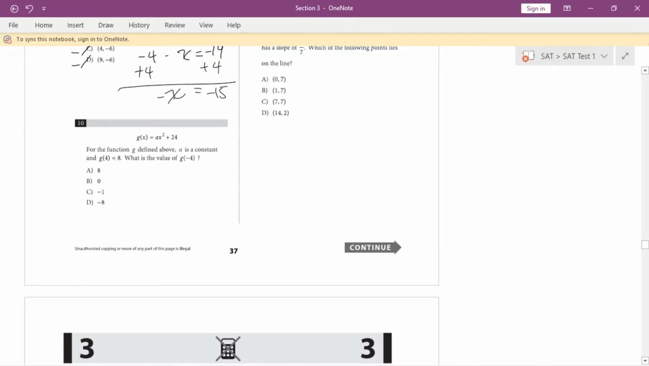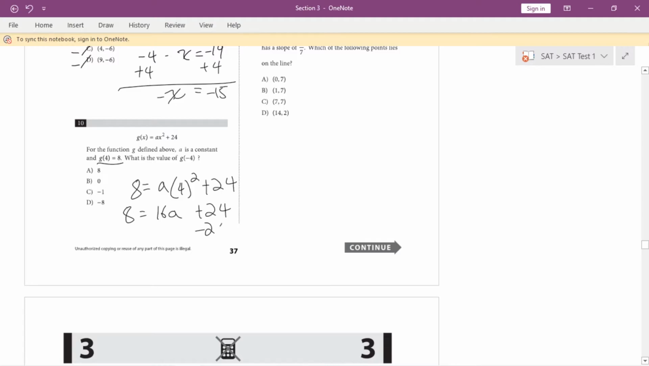So number 10 says, for the function g defined above, a is a constant if g of 4 is equal to 8. What is the value of g of -4? So let's see. This says, if I plug in 4, I should get an 8. So I'm going to plug in 4. And if I do that, I get 16a plus 24 is equal to 8.